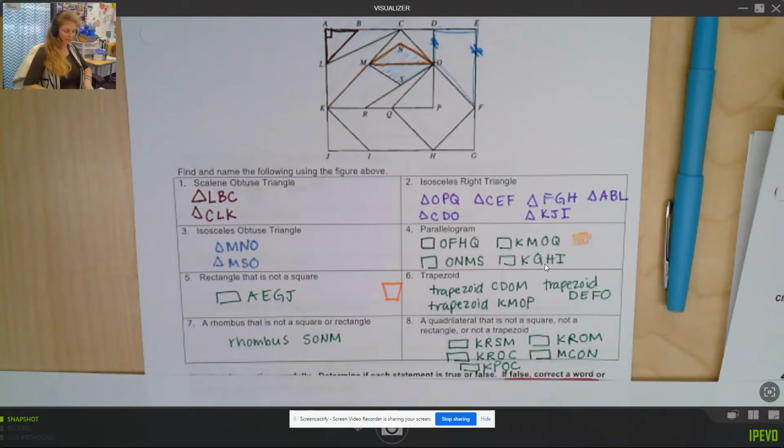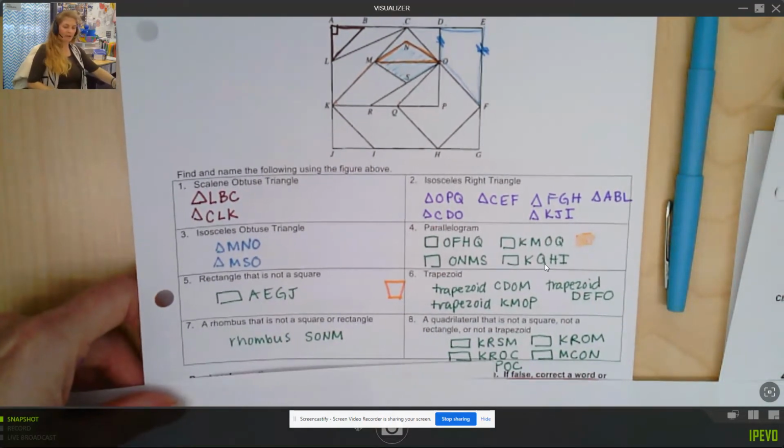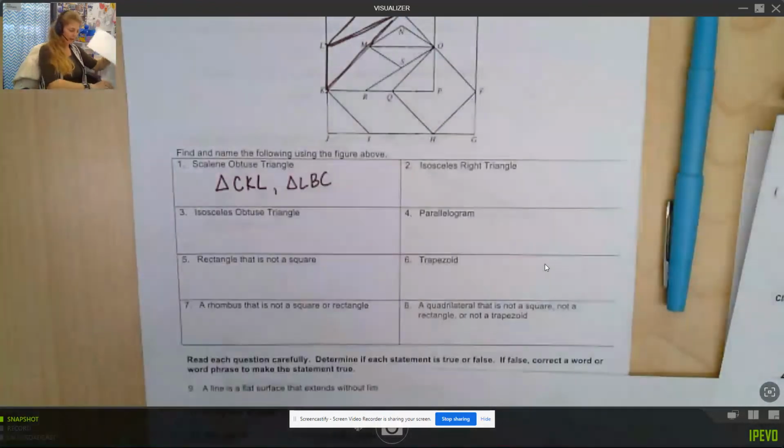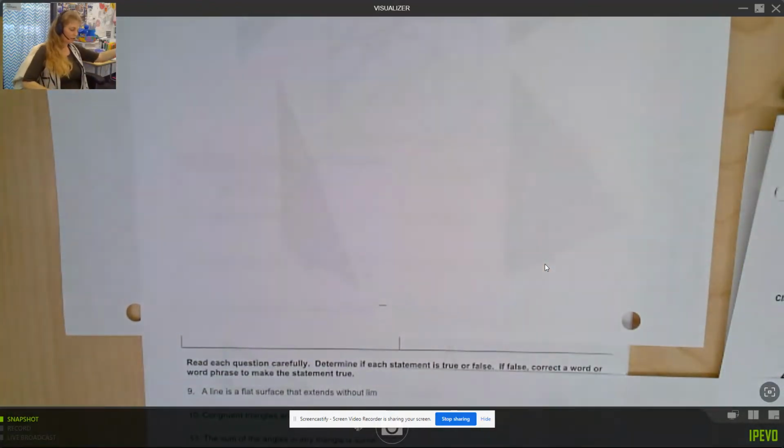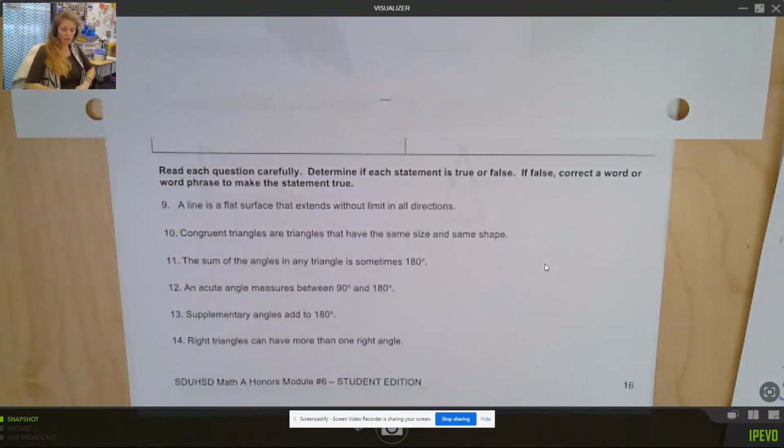And those are some other options for you. Nice work. Okay, let's look at the next part that I'm going to be asking you to do. So the next part is to determine if statements are true or false. And if they are false, correct a word or phrase to make the statement true. So let's do the first one together.